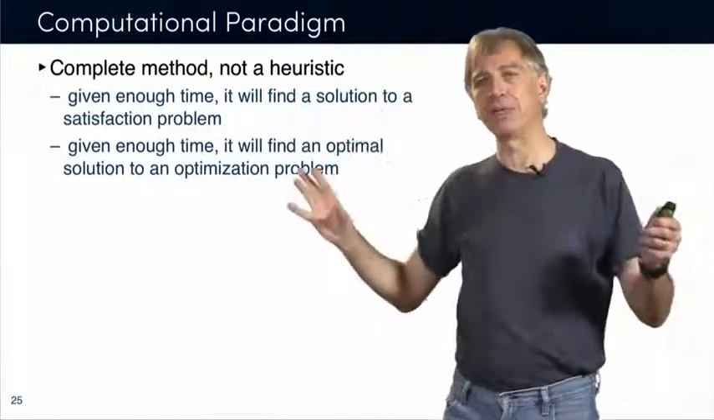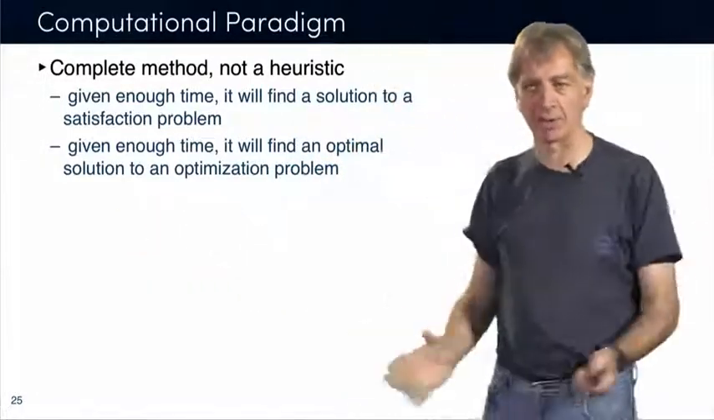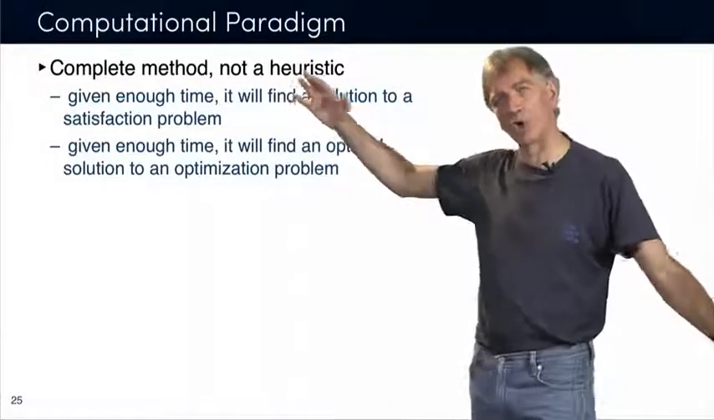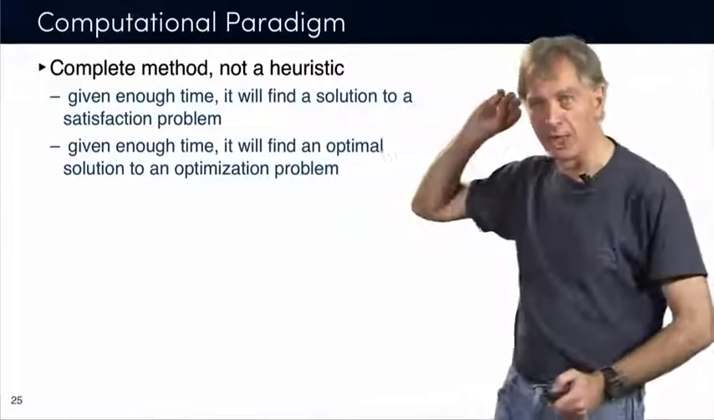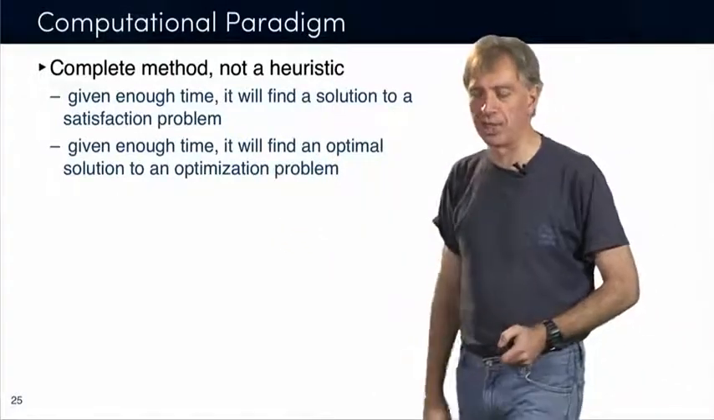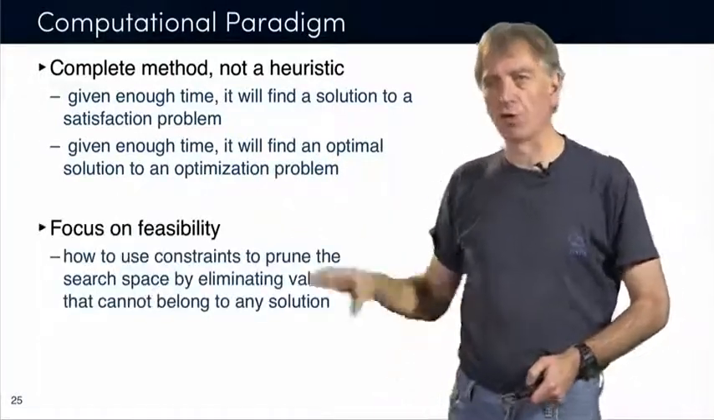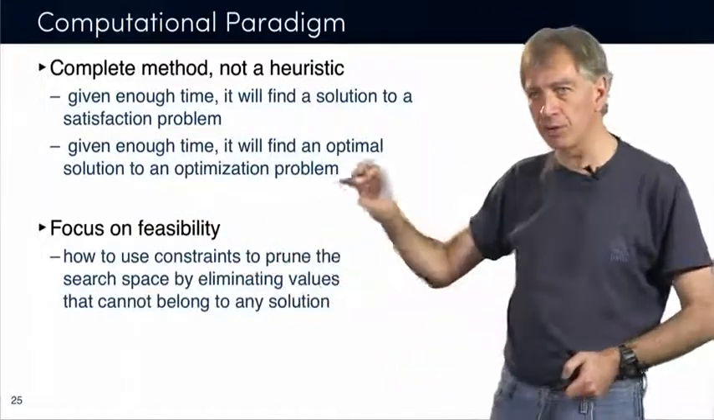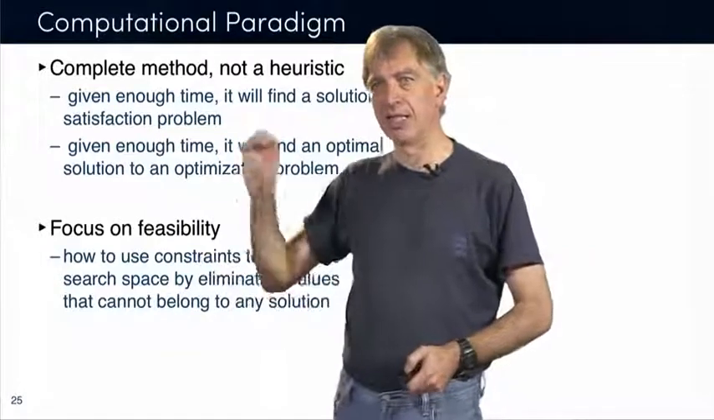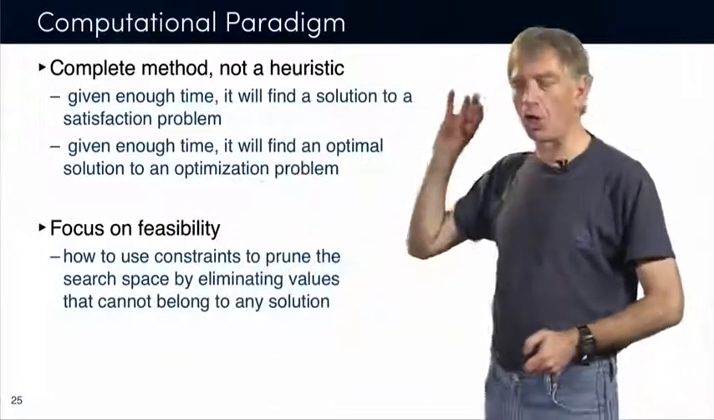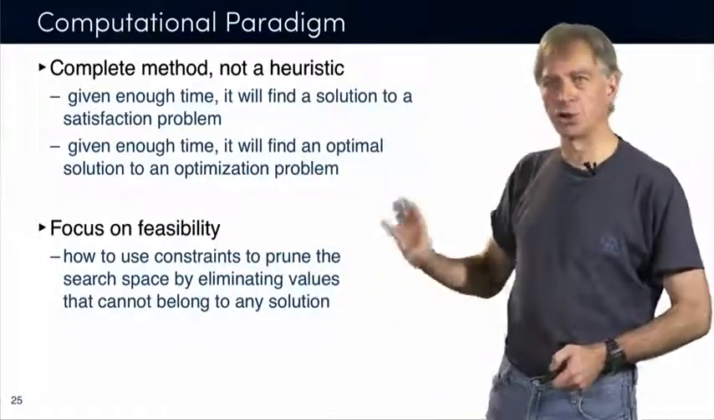Of course, it may have an exponential behavior, which means that it can actually take a long time to get it. But if you give it enough time, it will always find a feasible solution. It will always find an optimal solution in an optimization problem. The other thing that I have to tell you is that the focus in constraint programming is on feasibility. It's basically how to use constraints to prune the search space.